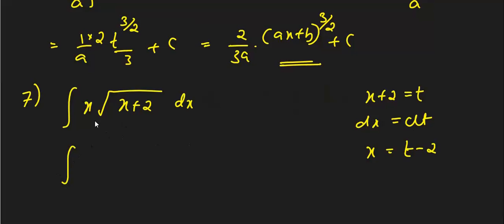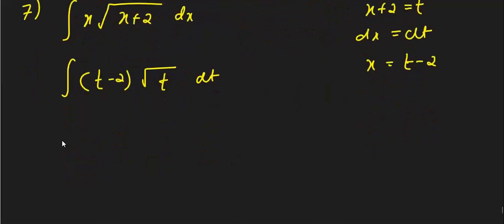So the integral with x is now t minus 2. This is root of x plus 2, considered to be t, and dx is dt. Now this is in the product form. There is no product rule under integration. Multiply the terms. So integral t into root t, that is t to the power 1 plus half, that is t to the power 3 by 2, minus 2 root t dt.